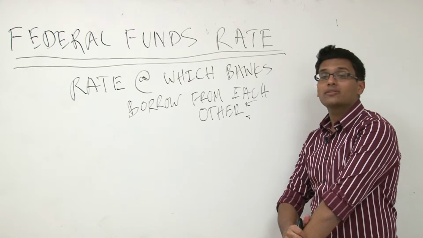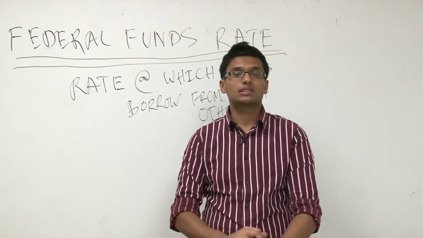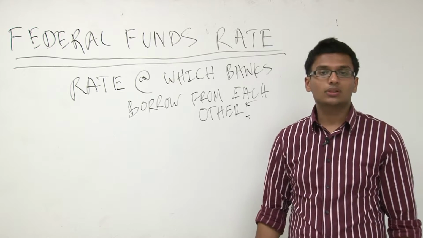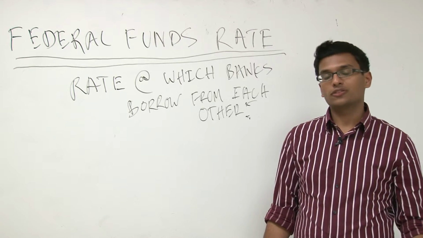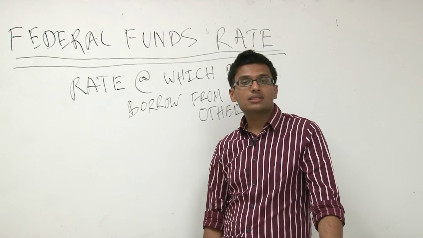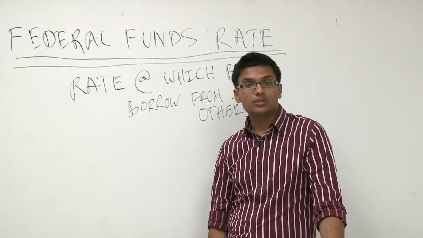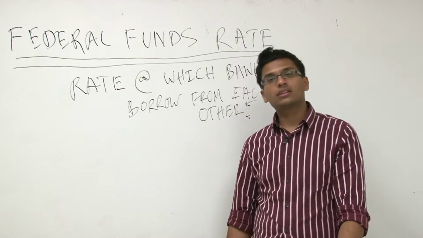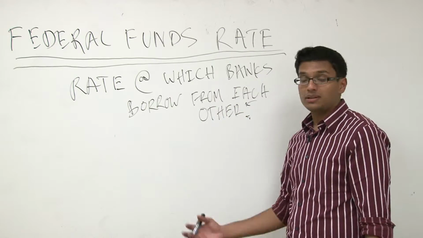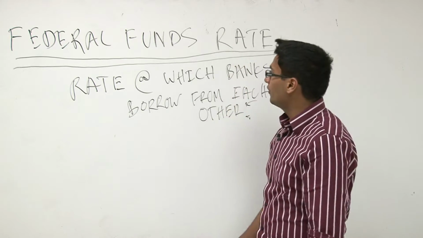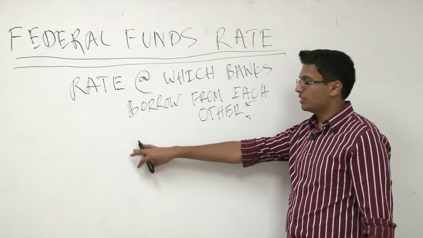If you think about Bank of California compared to a bigger bank like Bank of America, they're on a definitely different scale. So sometimes they don't have enough money to cover their reserves and they borrow money. The small bank goes to the big bank. In some cases, big banks go to other big banks. It just depends. But the federal funds rate is the rate at which they borrow from each other.